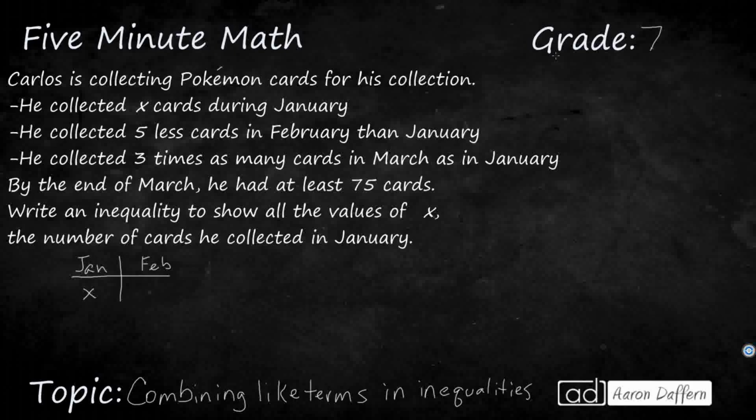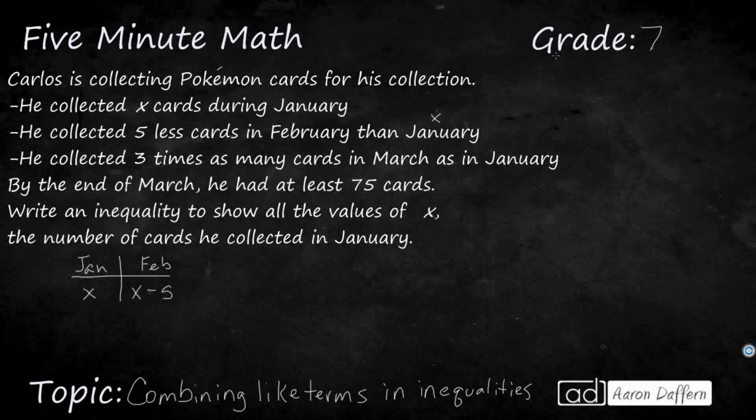February is 5 less than that. We don't know what X is, but that's fine. We can still represent X. Then we can say minus 5. Let's take a look at the sentence clue here. He collected 5 less in February than January, and we can replace that January with X. So 5 less than X, or X minus 5. All right, so we have that.